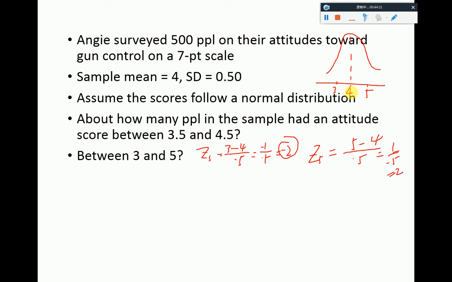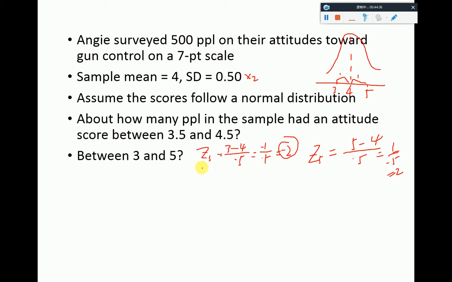Okay, it makes sense because the distance between 4 and 5 is 1, and 1 will be 2 standard deviations because 1 standard deviation is 0.5, then 2 standard deviations will be 1. Okay, same here. The difference between 3 and 4 is 1, and 1 is exactly 2 standard deviations.